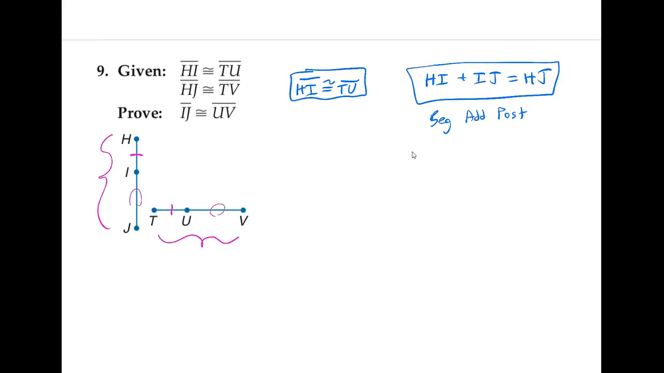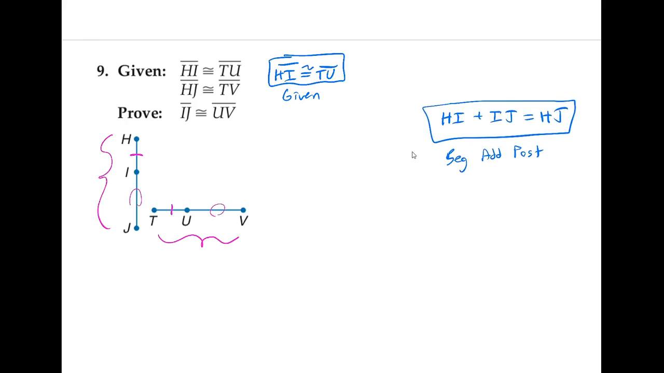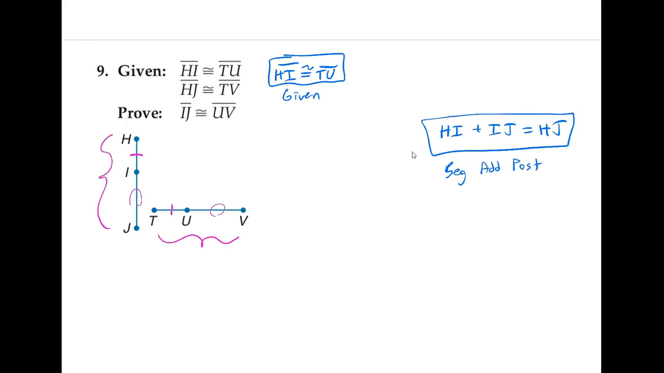Whoa, I didn't write the given. I just started moving on. So that was my given. Now, because I'm working digitally, I can move this a little bit. I'll move this down a little bit. And the reason is I'm not going to use the geometric version of that. Instead, I'm going to say that HI must be equal to TU. So if the segments are congruent, then their lengths are equal. Again, that's the definition of congruent segments.